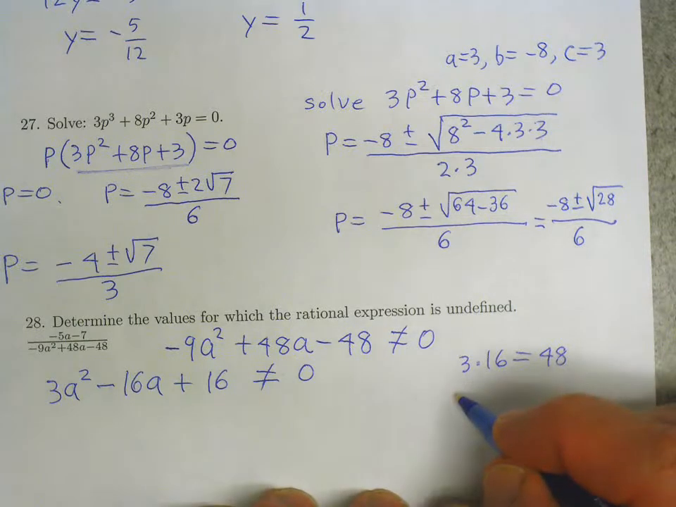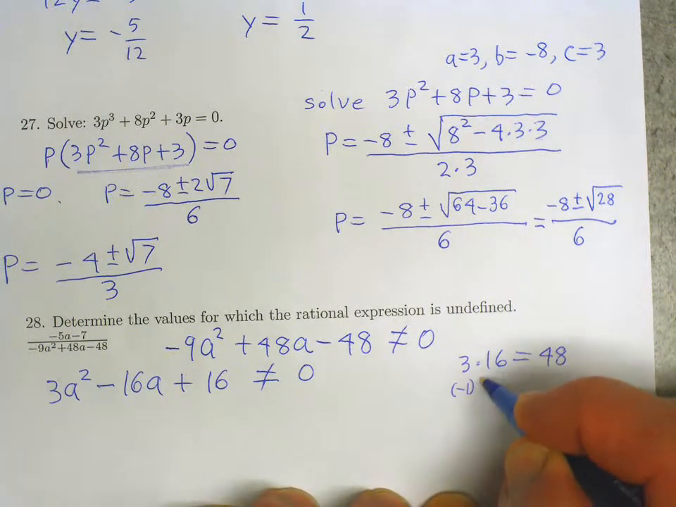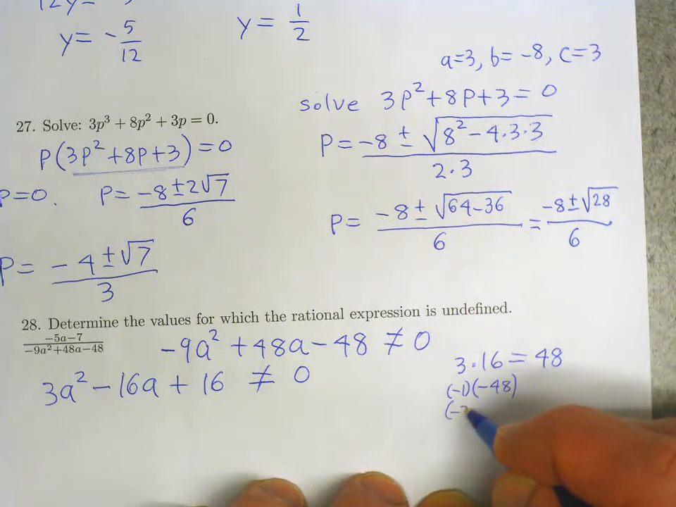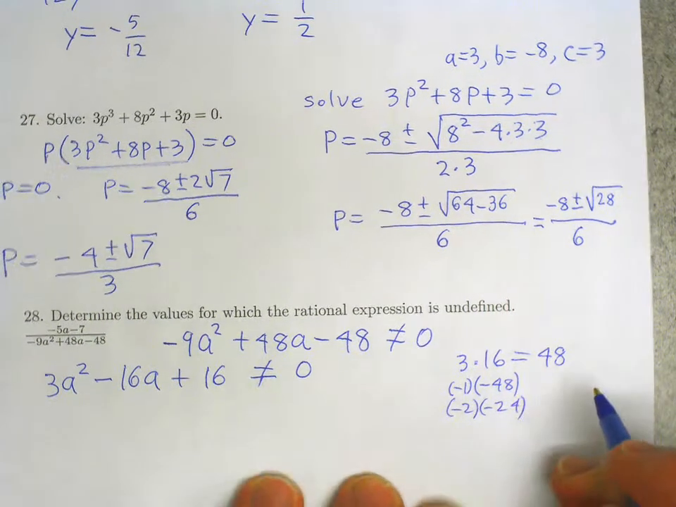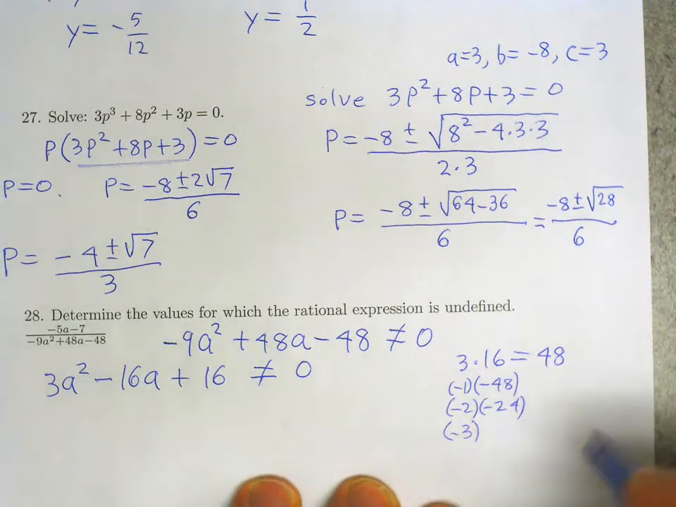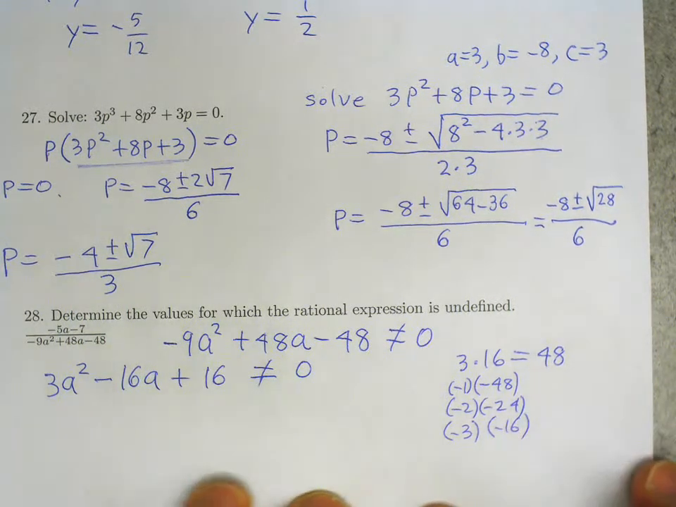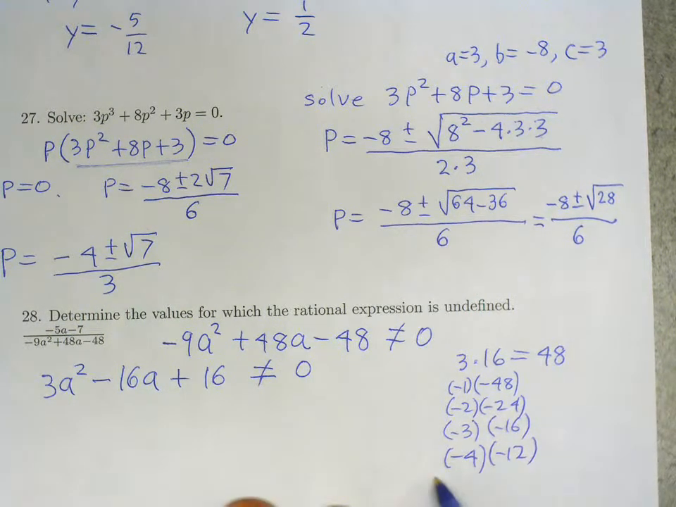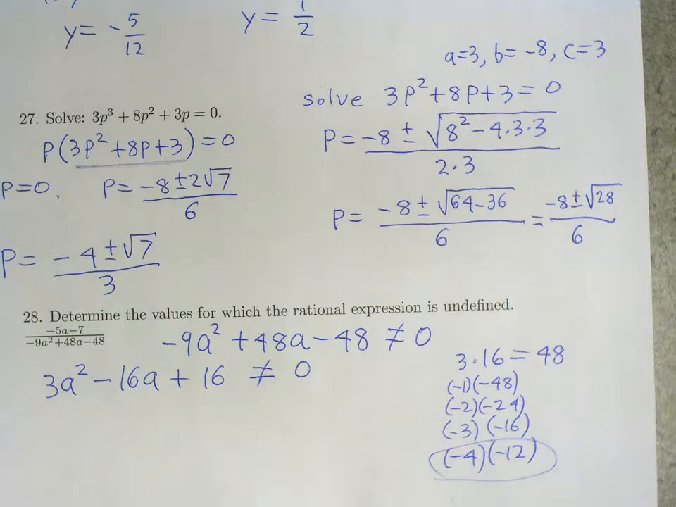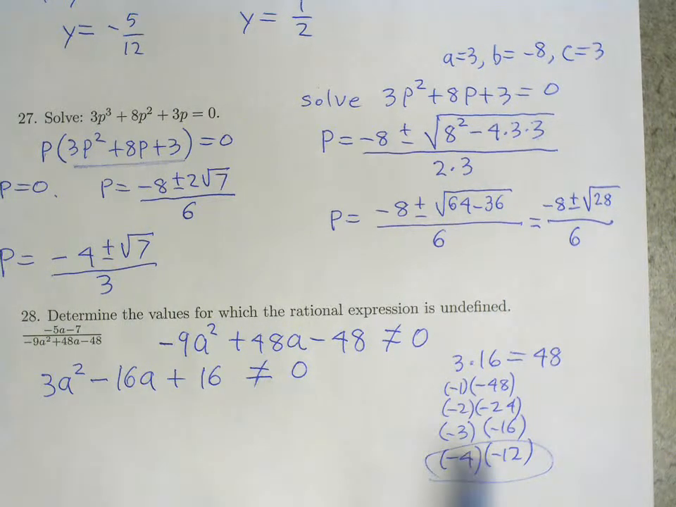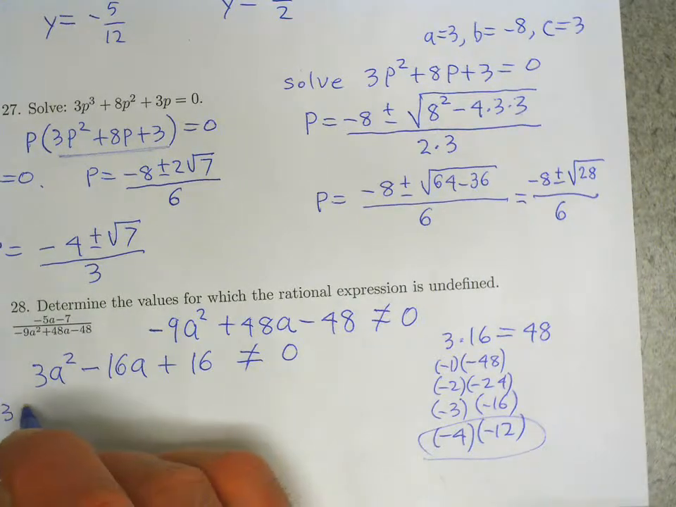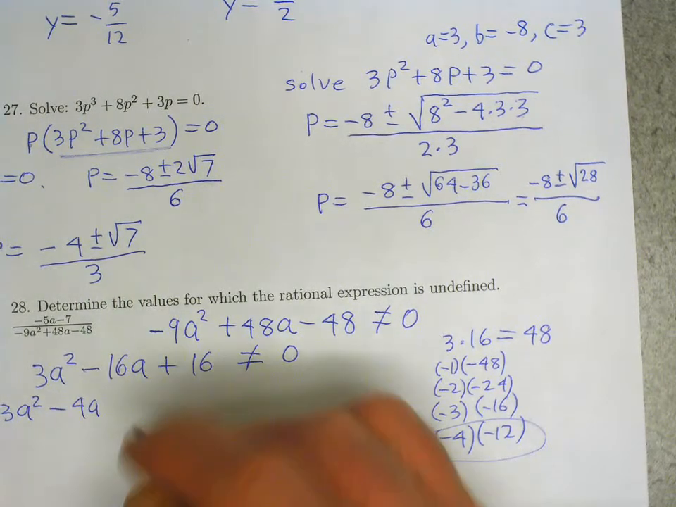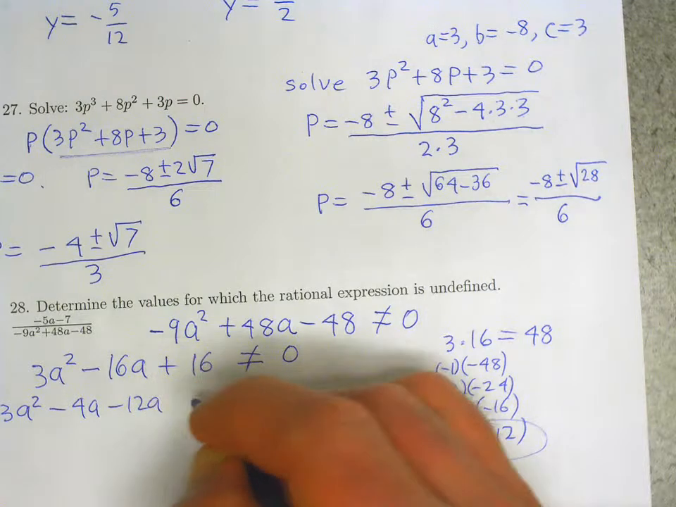So both have to be negative. So we'll start at the extremes: negative 1 times negative 48, negative 2 times negative 24, negative 3 times negative 16, and negative 4 times negative 12. Those add up to negative 16. So that means we can solve this by factoring. So we'll replace the minus 16a with minus 4a minus 12a plus 16.